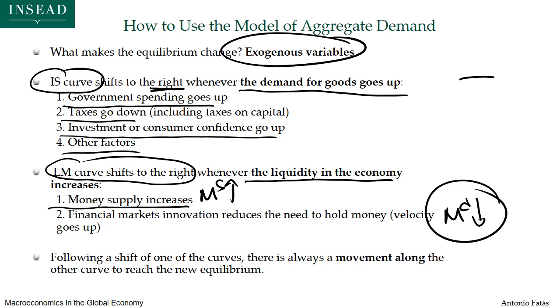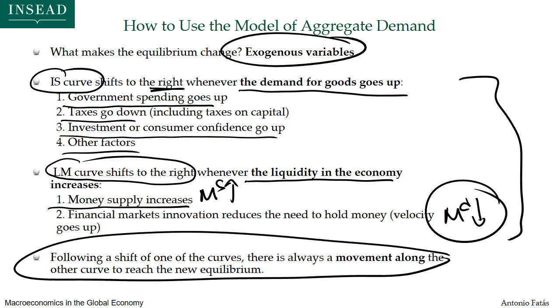These are all exogenous changes in the economy that will shift one of the curves, and then what we will see in equilibrium is a movement along the other curve that takes us to a value for the interest rate and output that restores the equilibrium between all the markets.